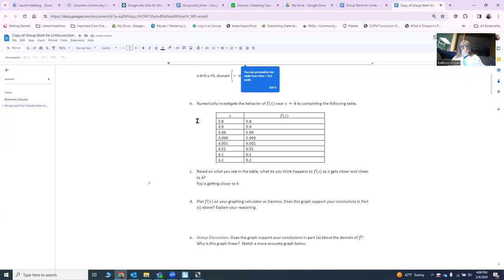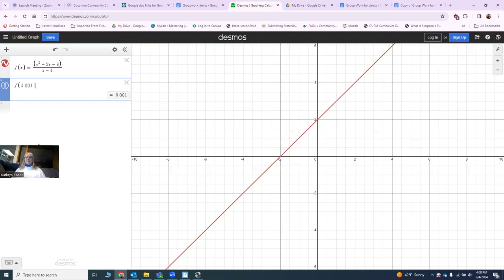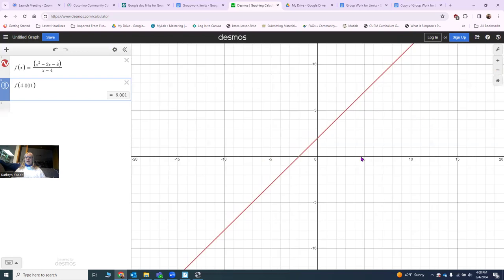Noticing that these numbers aren't getting bigger. If they were getting bigger, you'd really see them become really big numbers, but they're all staying right around that number six on both sides. And then I want to look at the plot of that. The plot looks like a line. If I zoom out just a little bit so I can see what's going on, I can see that as I'm heading closer to four, I'm getting closer and closer to the number six.